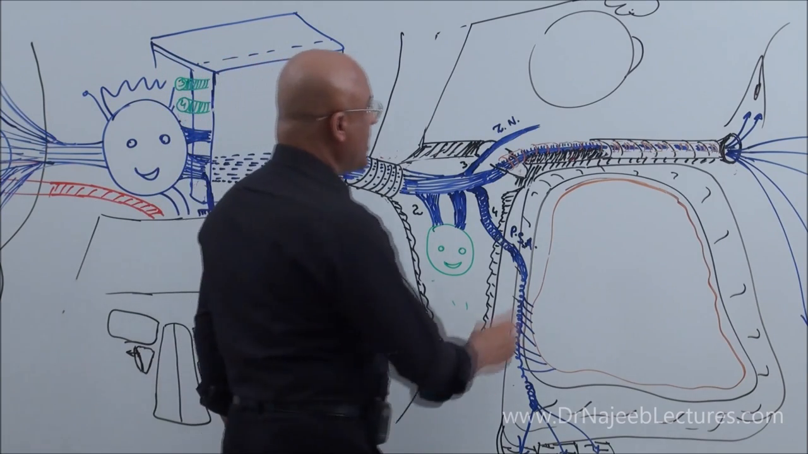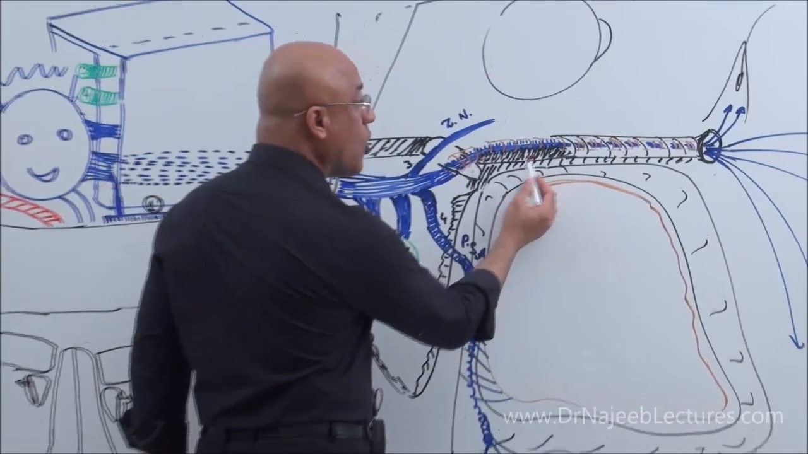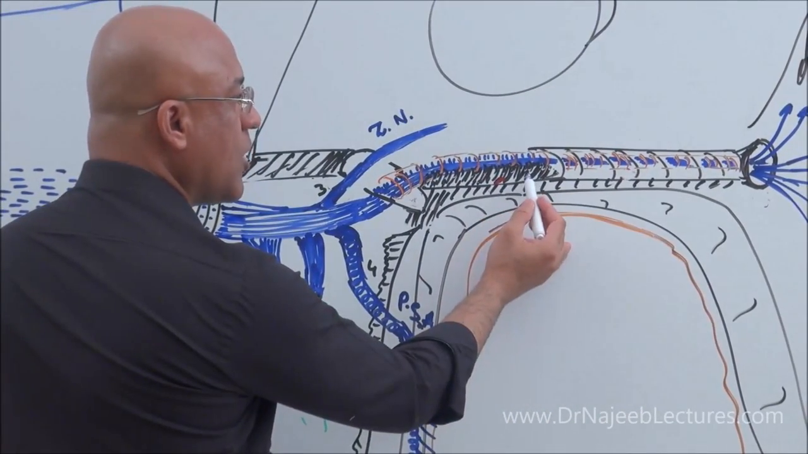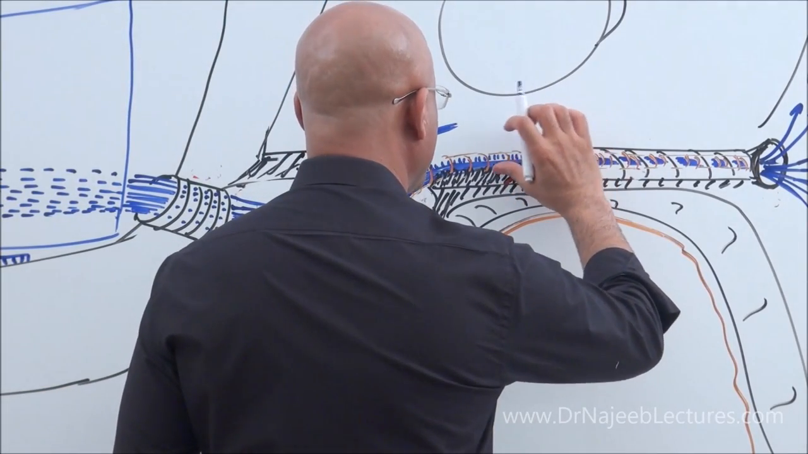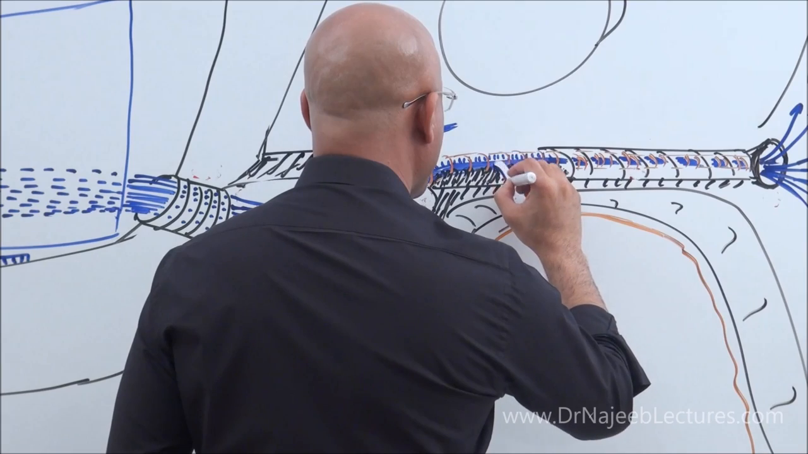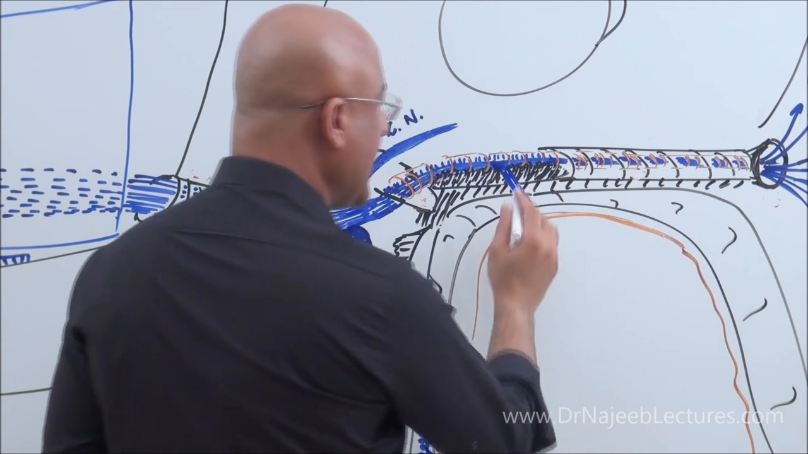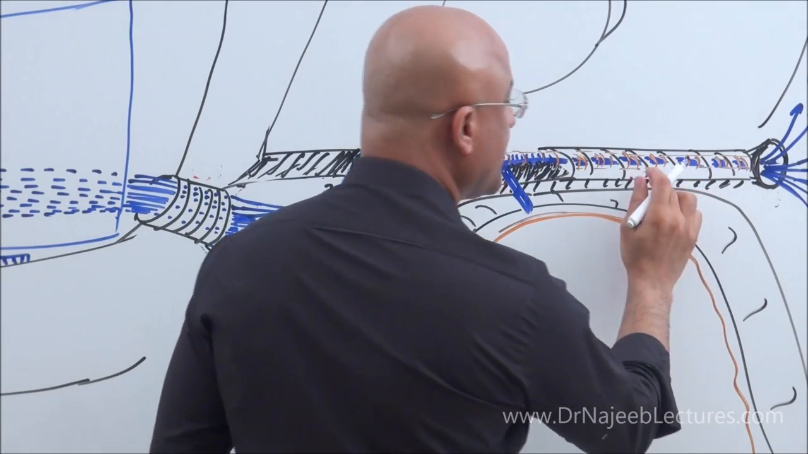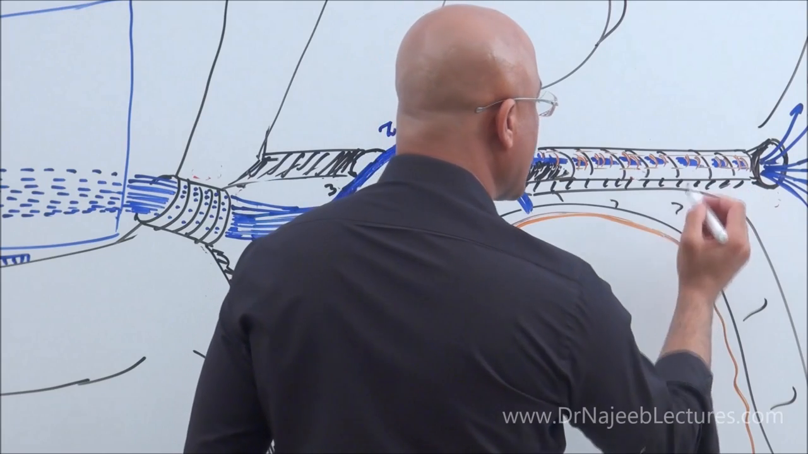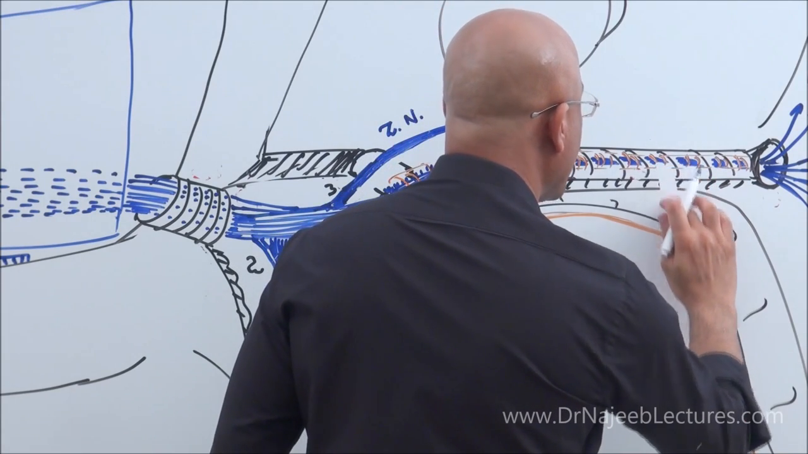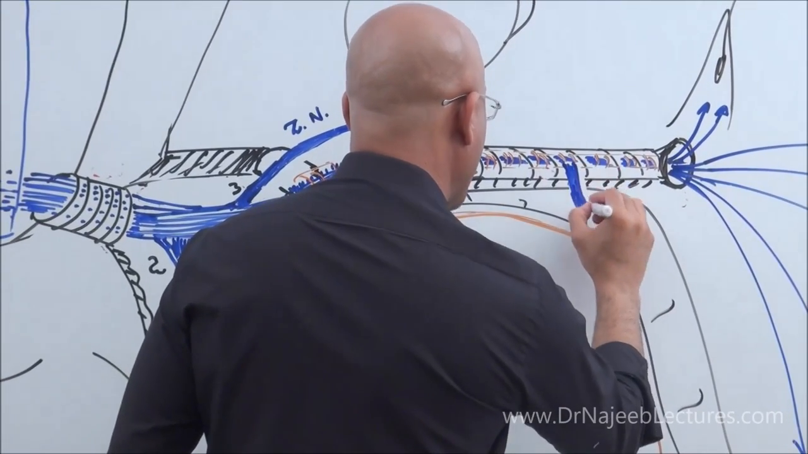Then, as you move forward, within the floor of this groove, one branch is given. And another branch is given within the floor of this canal. This was the infraorbital groove, and this is the infraorbital canal. And one branch is here given in the infraorbital canal.